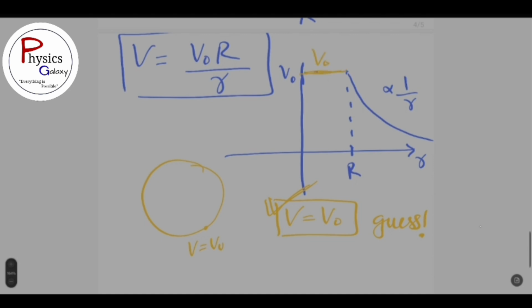Okay. Now the next case will be the spherical cylindrical symmetry. So that will be taken up in the next video.